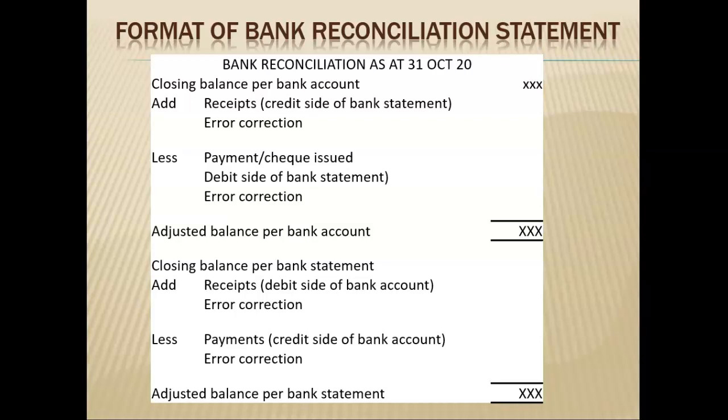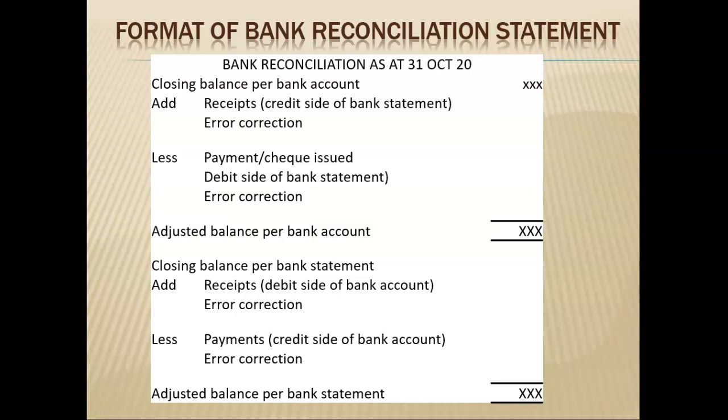And the second part of the bank reconciliation statement is to adjust the closing balance per bank statement. So you start with the closing balance per bank statement and you add the receipts, that is, the debit side of the bank account. If the record has not been recorded by the bank, the data is not there in the bank statement, so you need to add the receipts that are on the debit side of the bank account or bank ledger. You add any error corrections that need to be made. Then you deduct the payments or the credit side of the bank account.